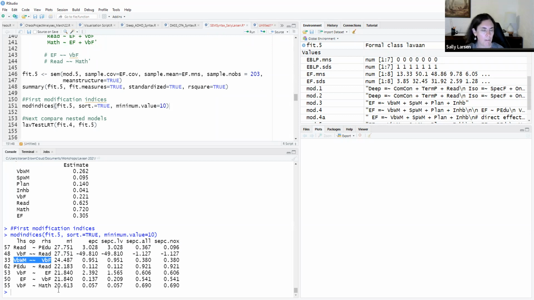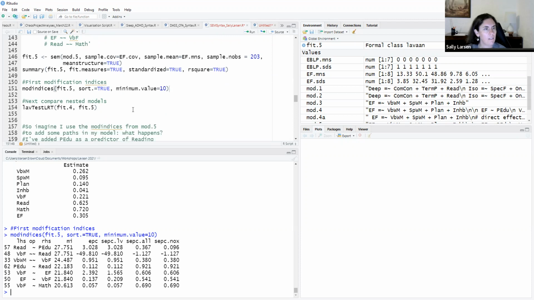Verbal working memory and verbal fluency, that's an interesting one because verbal working memory is one of the observed variables that loaded onto executive functioning. So here we have two observed variables wanting to have a covariance, but one of them is actually supposed to be loading on a latent variable. And so it starts to get a bit confusing about what these actually mean if you build them in.